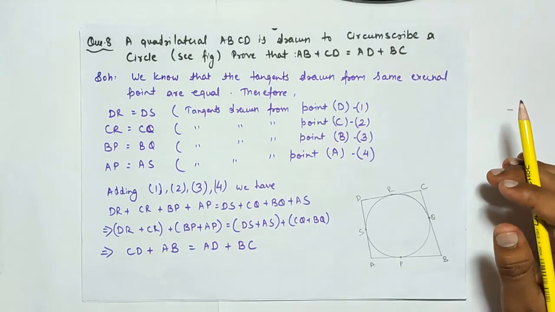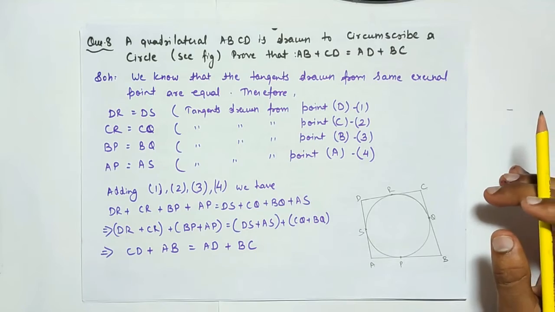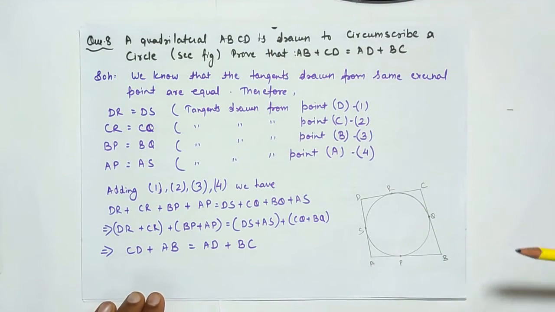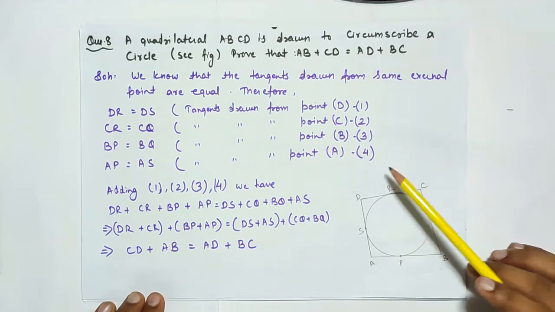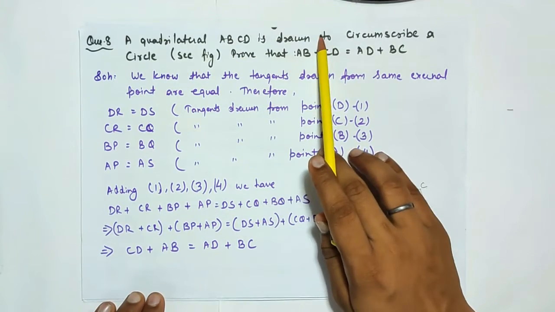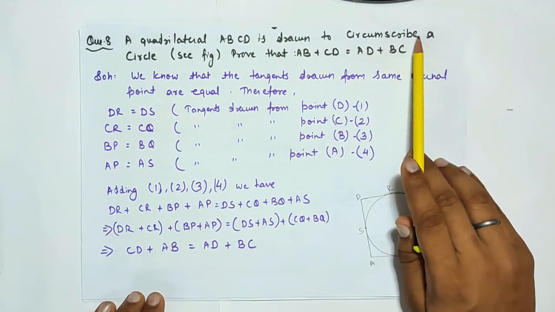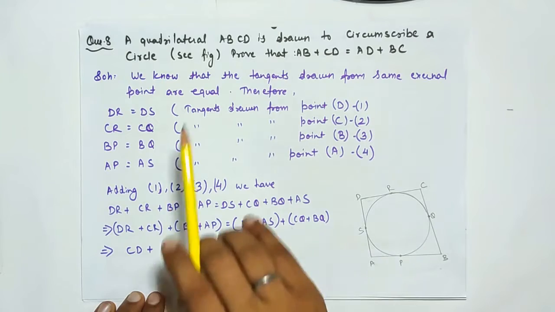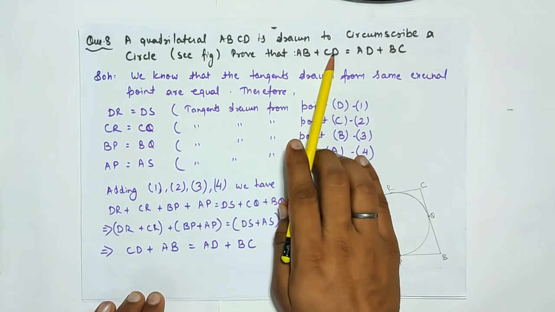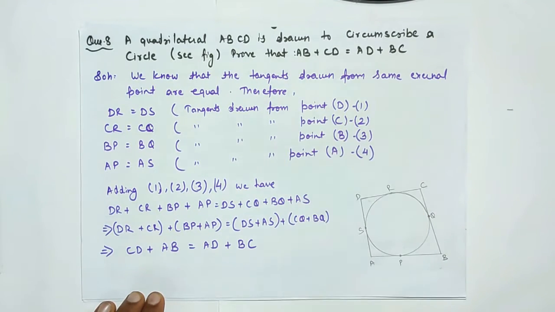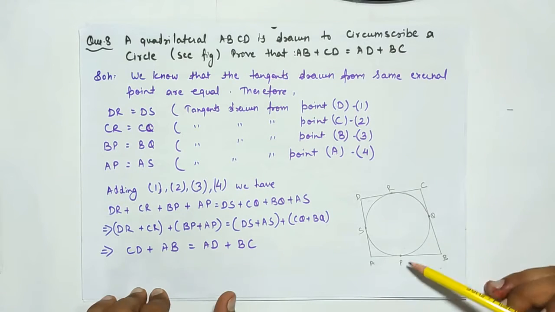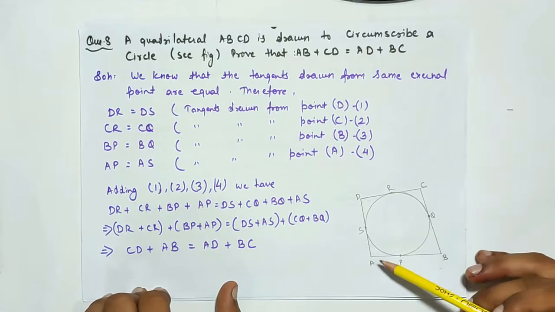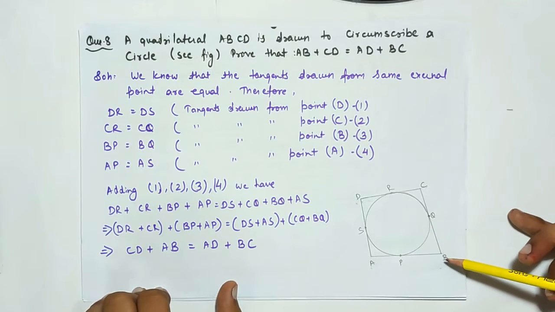Now moving to the next question, that is question number 8, which says a quadrilateral ABCD is drawn to circumscribe a circle. See figure. This is a figure. Prove that AB plus CD is equal to AD plus BC. So we have to prove that AB plus CD is equal to AD plus BC.